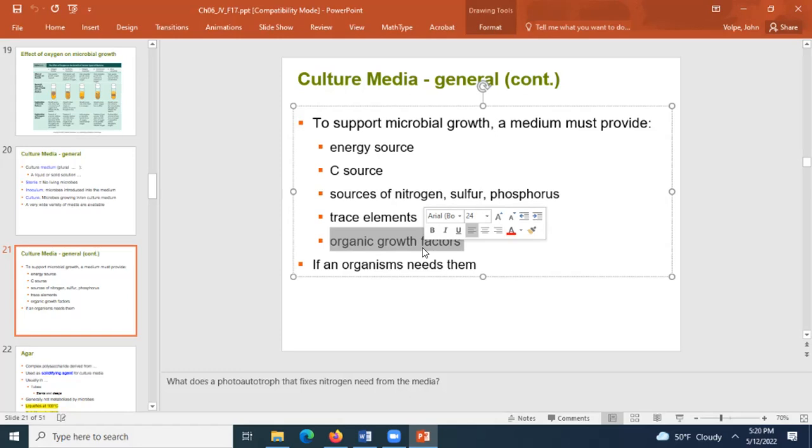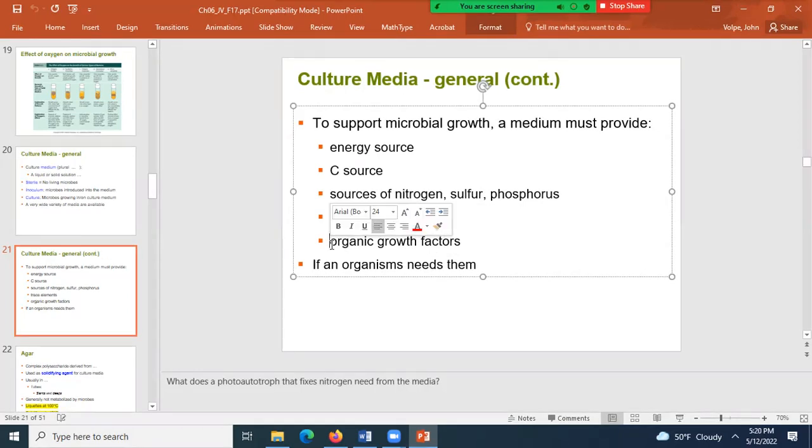Water? What's something you would need to add to the media to grow your cells? Would it be glycogen? Would it be like glucose? No, that would be a carbon source. You have to supply something like all the vitamins.